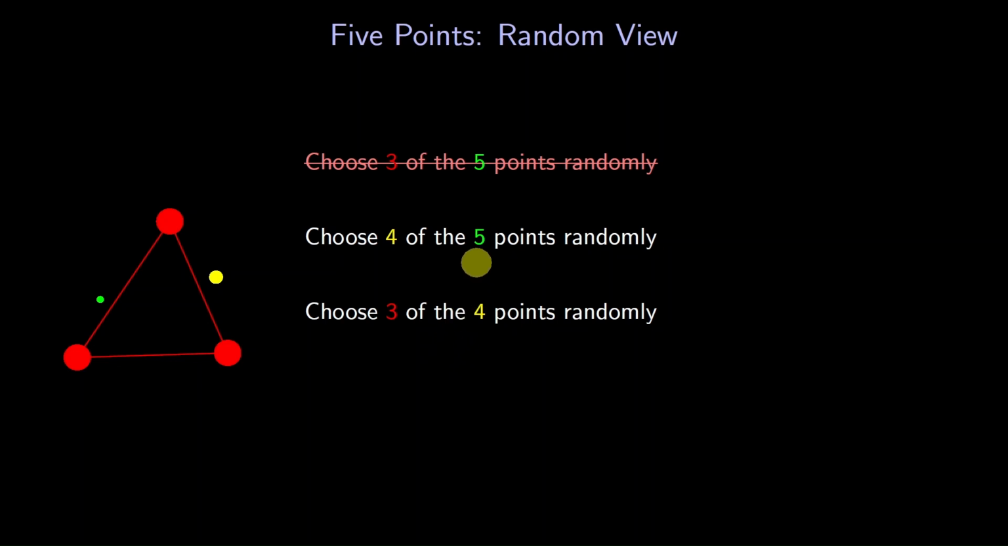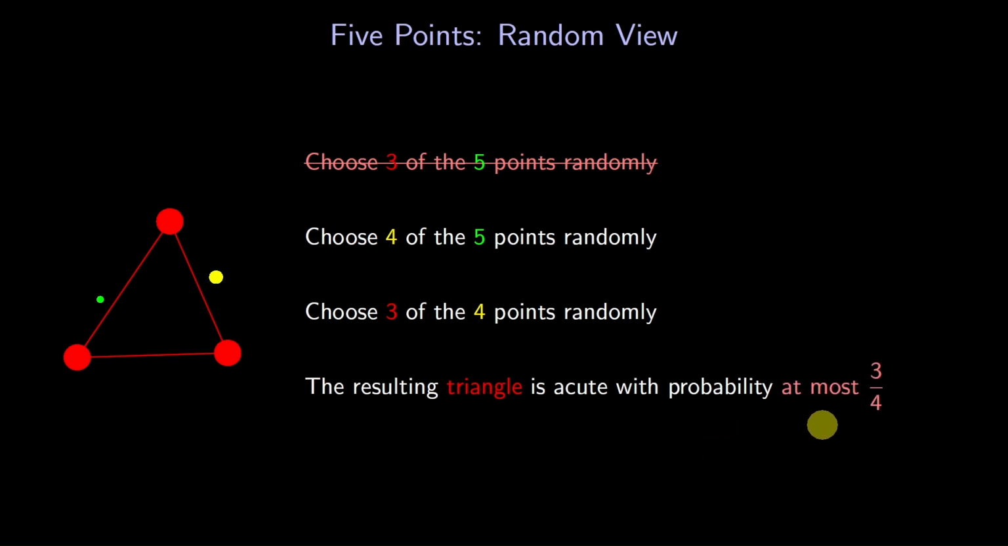What's the advantage of this 2-step procedure? Now we can exploit our previous result on 4 points. For example, what's the probability that the resulting triangle is acute? No matter which 4 points we chose on the first step, the probability of the triangle being acute is at most 3/4. That's what we showed in the 4-point case, so it automatically carries over to the 5-point case. This is a crucial step, so let me say it again. Each 4-point probability is at most 3/4, and the 5-point probability is the average of the 4-point probabilities. So the 5-point probability is at most 3/4 as well.